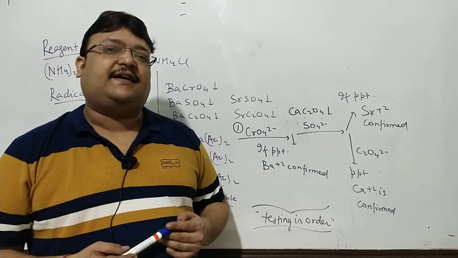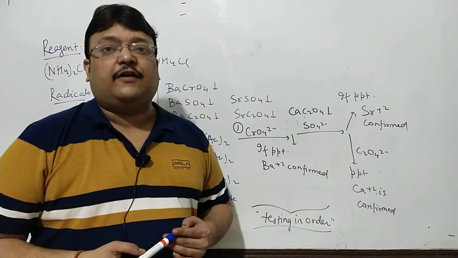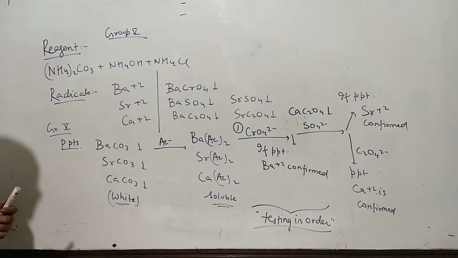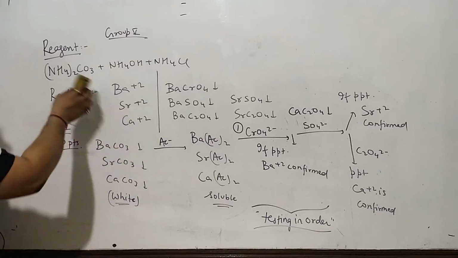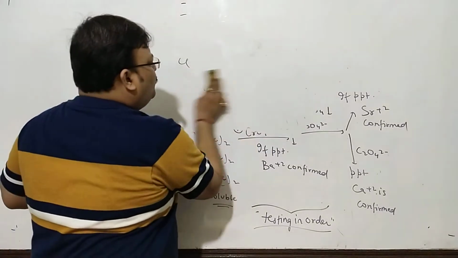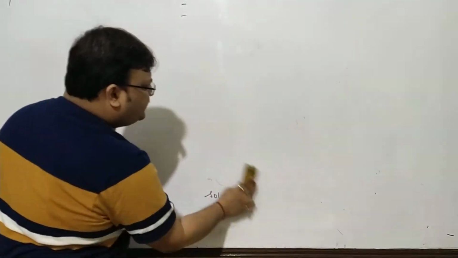Group 6 contains magnesium, and for magnesium the reagent was disodium hydrogen phosphate. So maybe a few more minutes, a couple of more reactions, and we'll be done with group analysis.